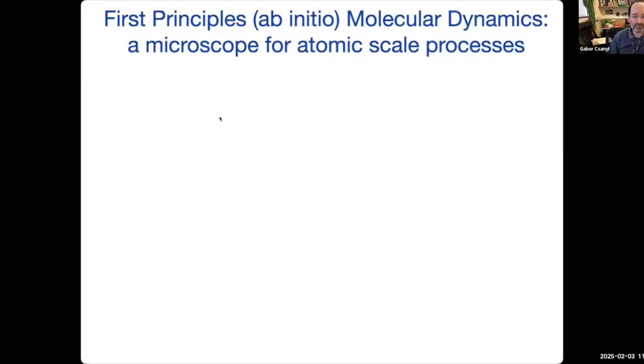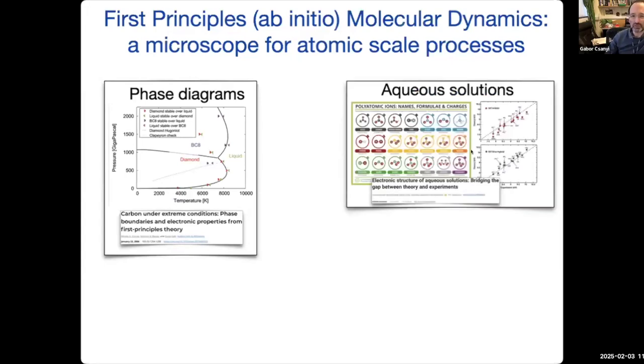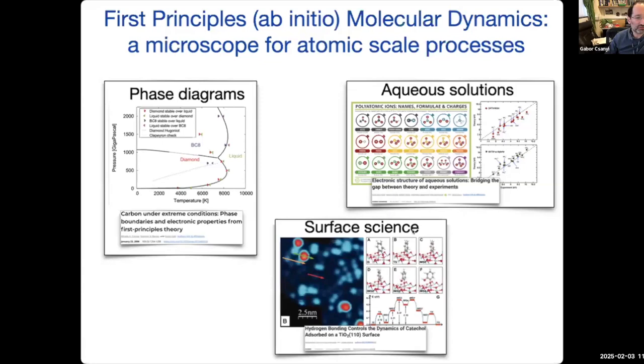Just to roll back a bit, without these ML models, if you wanted to know where the atoms are in a material, in a process, you're left to do ab initio molecular dynamics, so full electronic structure molecular dynamics. And this has really grown up in the last few decades as a microscope for atomic scale processes. So you can compute phase diagrams with it. Here's the phase diagram of carbon. You can compute aqueous solutions of ions, polyatomic ions, and get it right. Get, for example, this, the experiment versus theory of the ionization potentials, and then study the detailed structure that you don't have experimental access to.